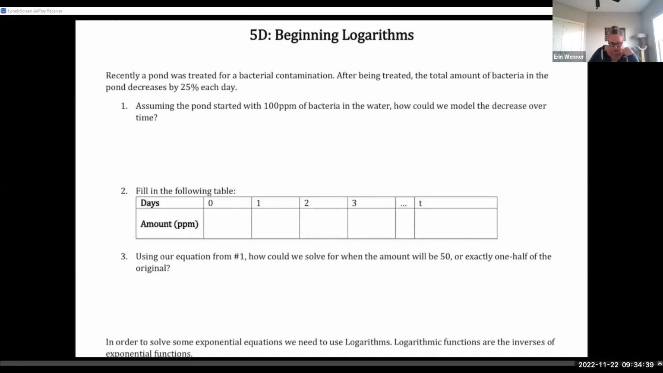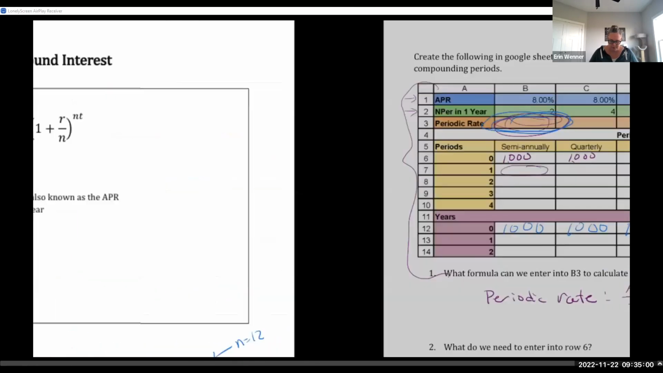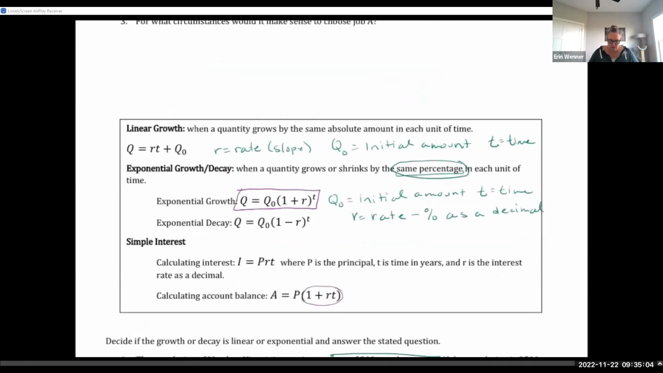It says recently a pond was treated for bacterial contamination. After being treated, the total amount of bacteria in the pond decreased by 25% each day. So the work in this first part goes back to 5A. So if we look back at 5A, I'm going to go way far back. Bear with me while I flip through. We are talking about exponential growth and decay.